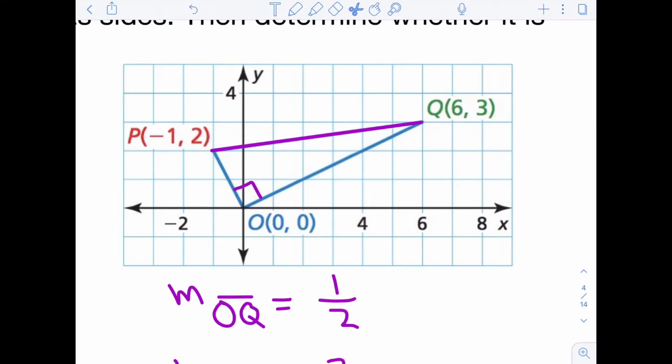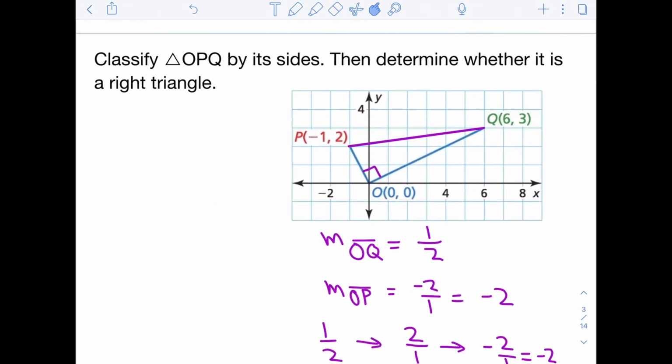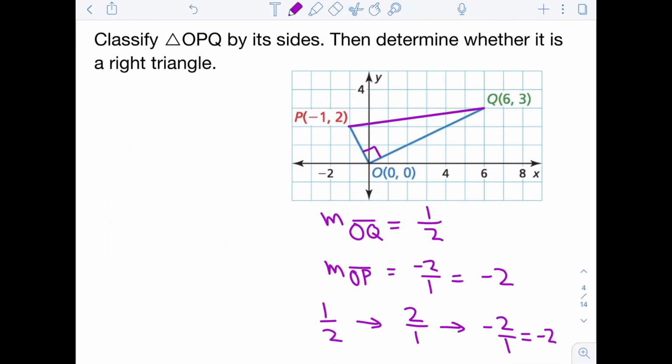And just by looking at it, segment OP is much shorter than segment OQ, just because it's on a coordinate plane, and you could look at the distance. So since those two segments are different, and the third segment, PQ, is the longest side, then that means all the sides have different lengths. So that means there are no congruent sides, which makes this a scalene triangle, specifically a right scalene triangle.